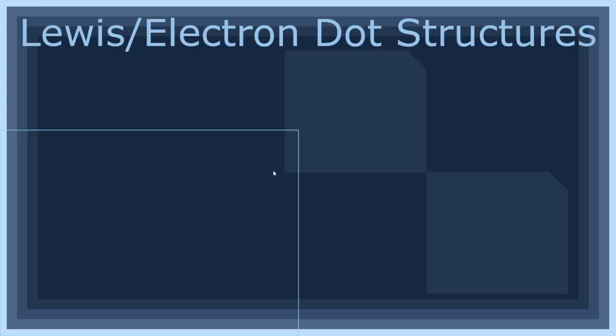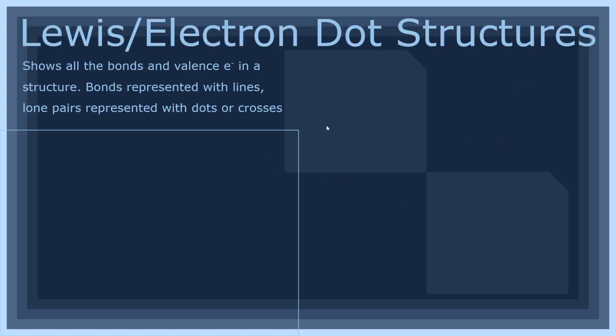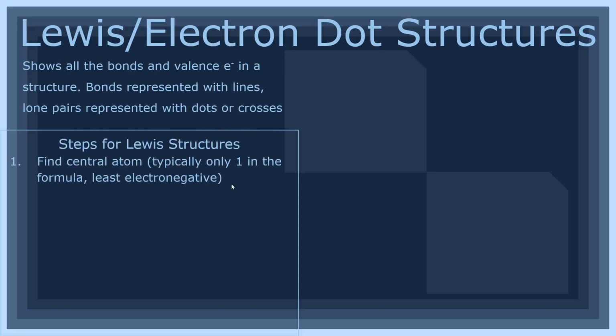Now that we understand intermolecular forces and the bonds themselves, we can talk about how to represent these bonds with Lewis/electron dot structures. So I'm going to be referring to them as Lewis dot structures. Lewis structures show all the bonds and valence electrons in a structure. Bonds are represented with lines, and lone pairs can be represented with dots or crosses. I prefer dots.